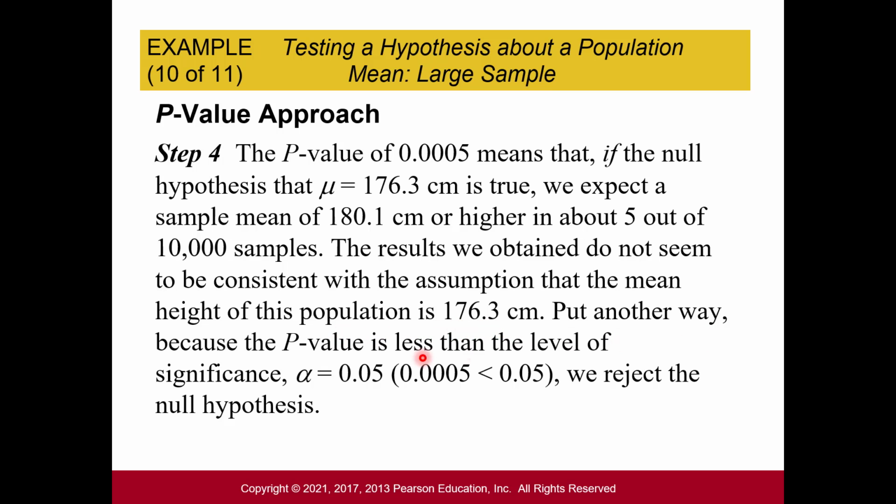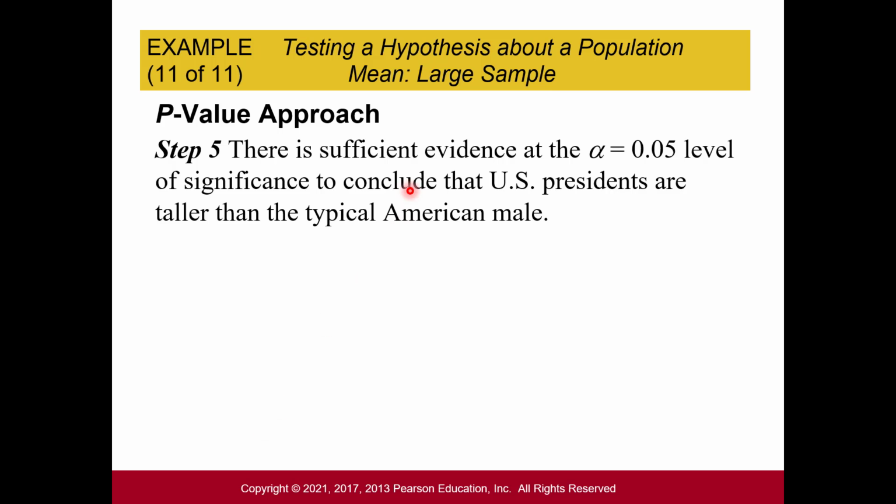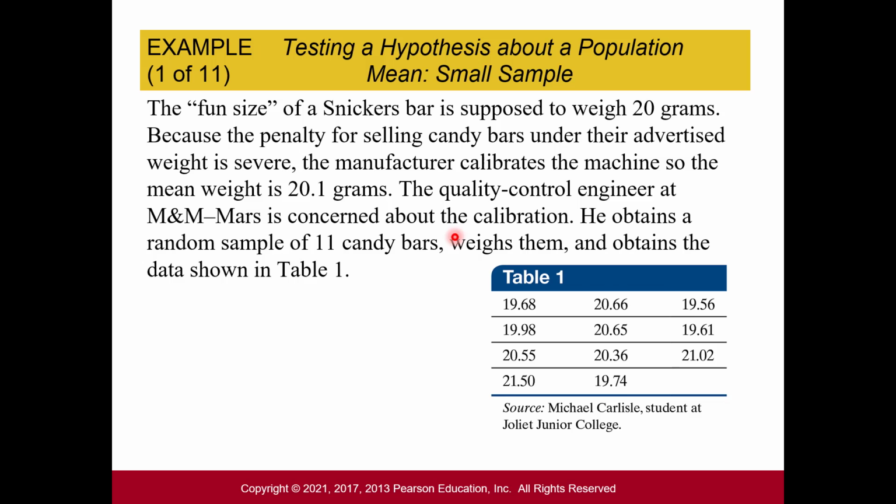So another way to say that is because the p-value is less than the level of significance, our p-value is less than alpha, we reject the null hypothesis. And so we conclude there's sufficient evidence at a 0.05 level of significance to conclude that U.S. presidents are taller than typical American males. Okay, let's keep going. Let's try another one.